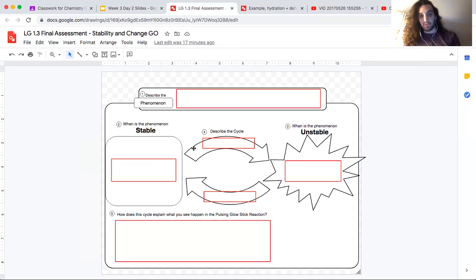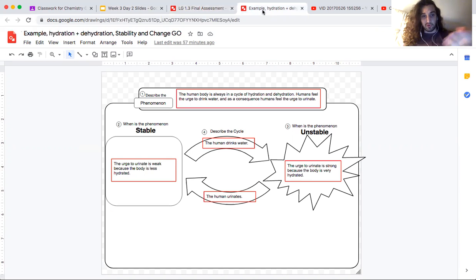What is it? When is it stable? How does it turn unstable? How does it turn back stable? Then at the bottom, how does this cycle explain what you see happening in the phenomena? Up top, you described it. In the middle, you sort of talked about the chemistry of how it works. And then number five, you're putting it all together. If you're wondering, oh, Murray, this is kind of confusing, how does this work? Then good news for you.